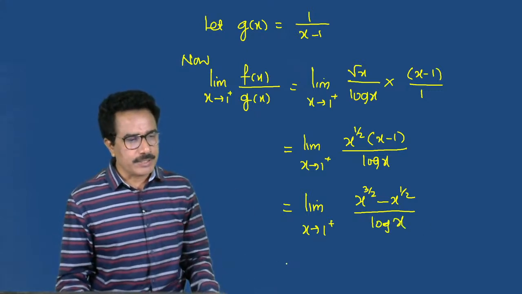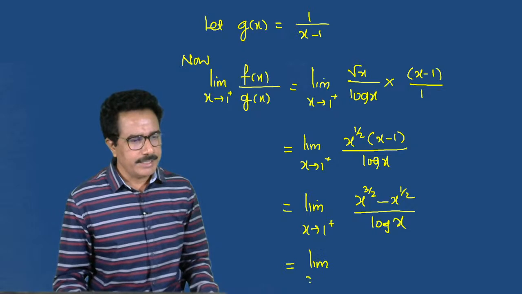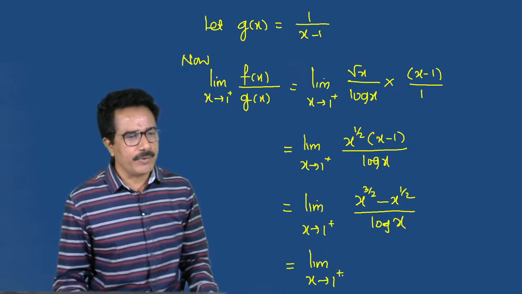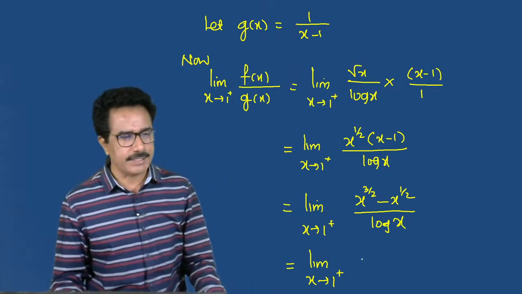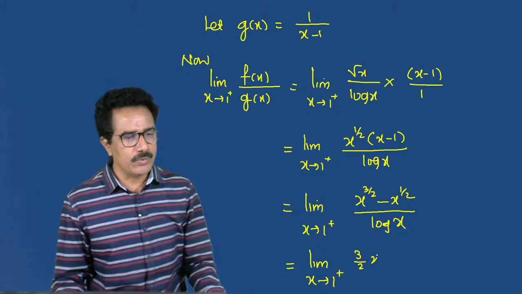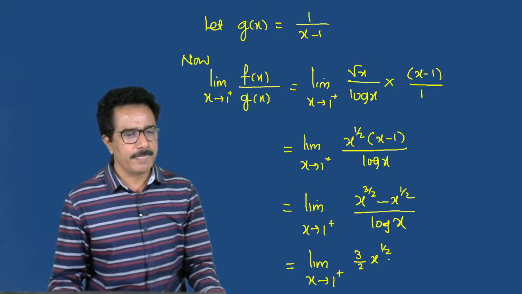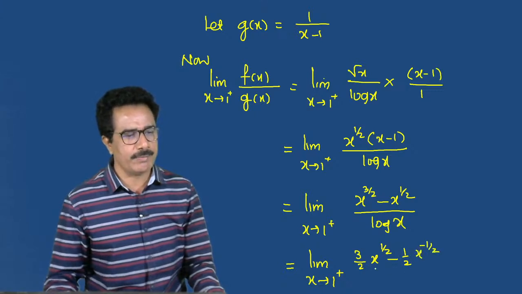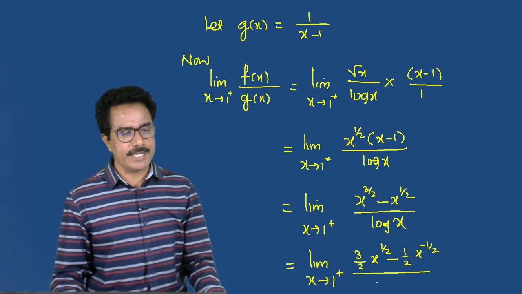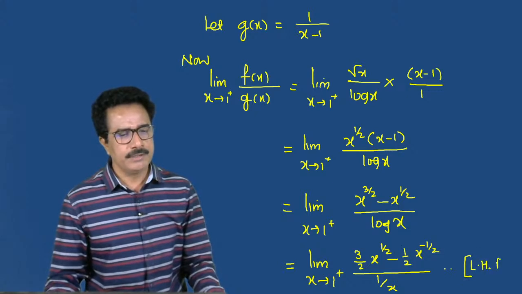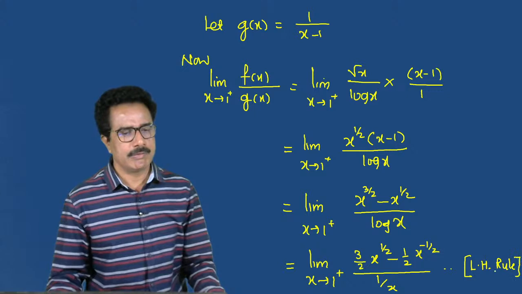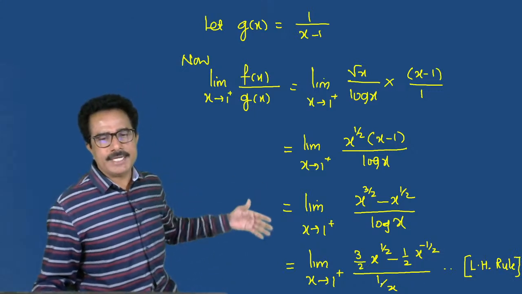Now use the L'Hospital rule. Limit x tends to 1 positive. L'Hospital rule means take the derivative of the numerator and the derivative of the denominator: 3 by 2 x raised to 1 by 2 minus 1 by 2 x raised to minus 1 by 2, and the derivative of log x is 1 by x. Write here, since, by L'Hospital rule.